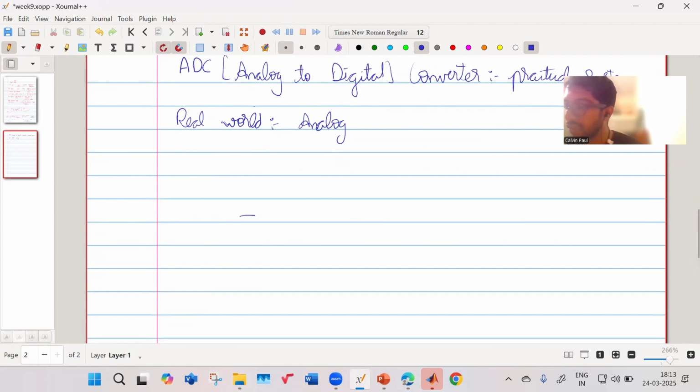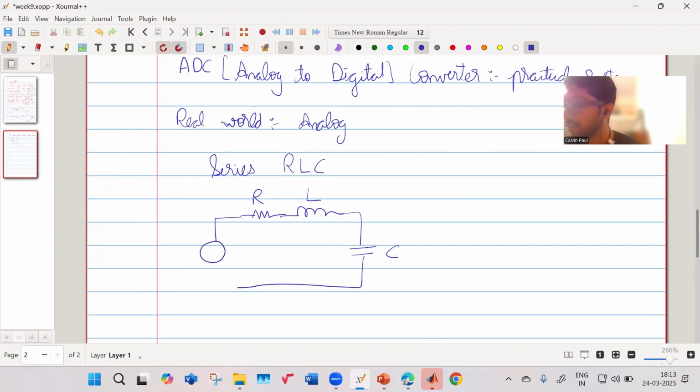Let us say I have a series RLC. This is your resistance R, this is your inductance L, this is your capacitance C. This is your input, and this is your output, and this is your current, which is your inductor current. And this is your ground.